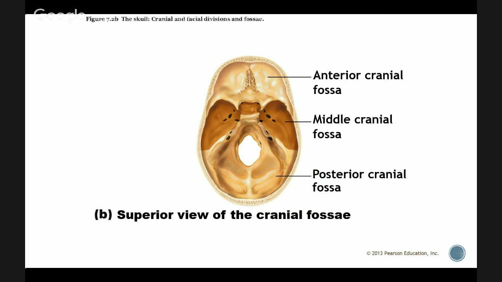All right, so the term fossa that you see here on the screen, a fossa, is that a projection when it comes to bone markings, or is that a depression? I think it's a depression. It's a depression. Correct.